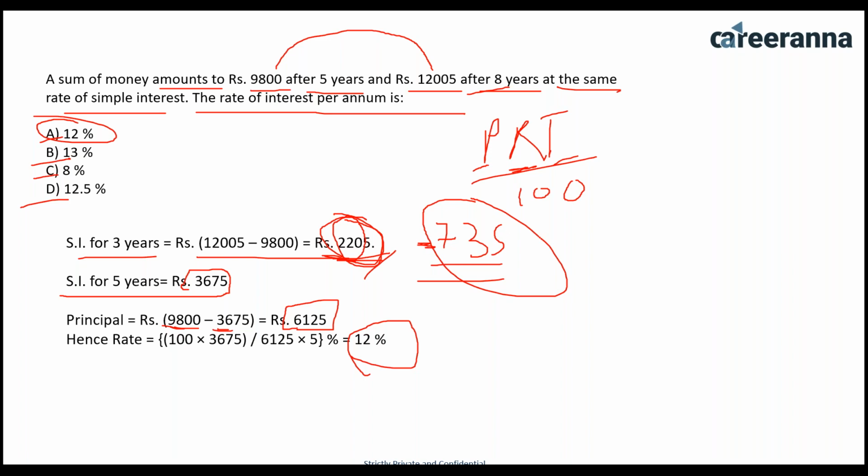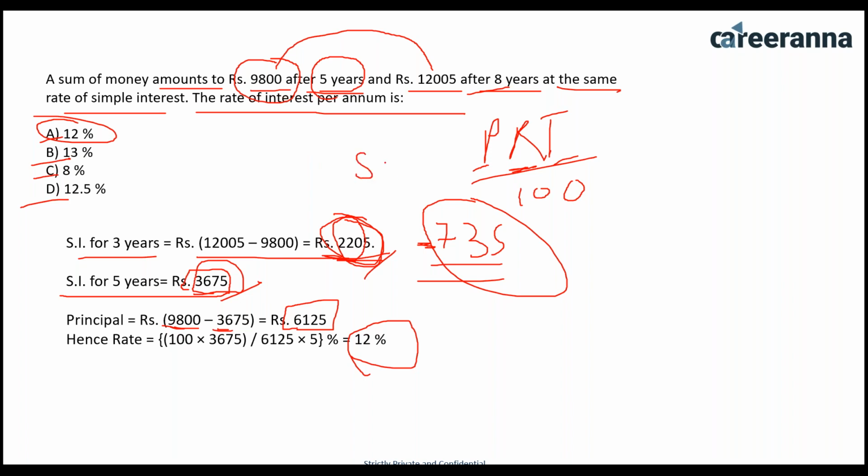And if I multiply this number by 5, I will get 3675. So 3675 is interest for 5 years, simple interest for 5 years. And I have simple interest for 5 years now. Principal for 5 years is 9800, which I have. I have time, which is 5 years. So I have to find out rate.